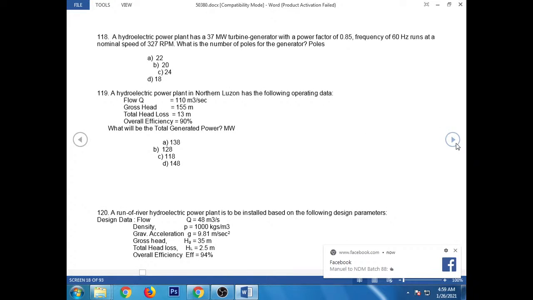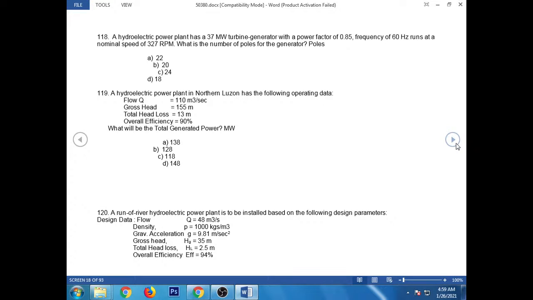A hydroelectric plant has a 37 megawatt turbine generator with a power factor of 0.85, frequency of 60 Hz, and runs at a nominal speed of 327 rpm. What is the number of poles for the generator?